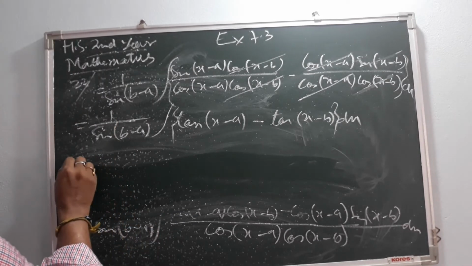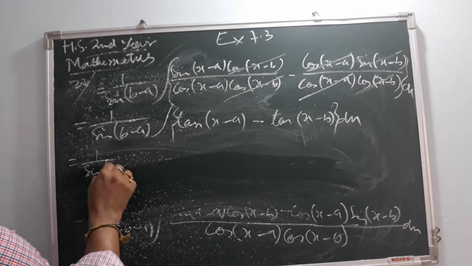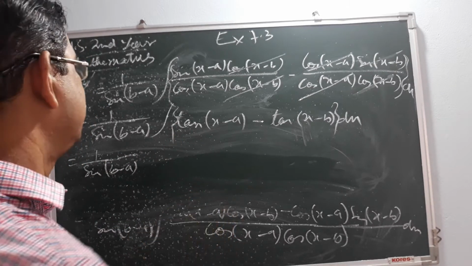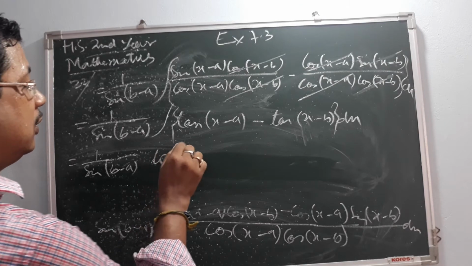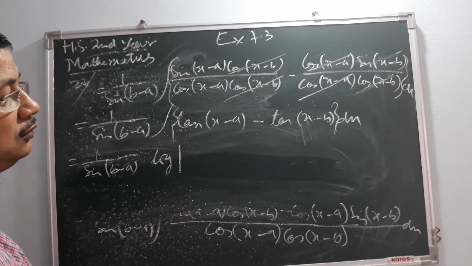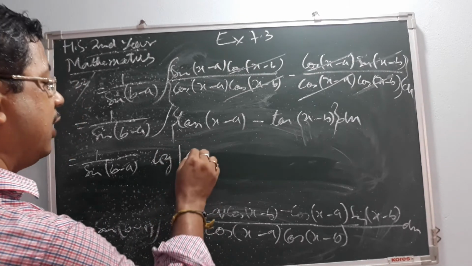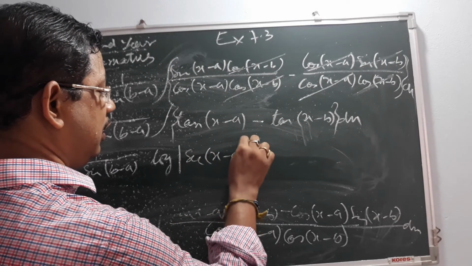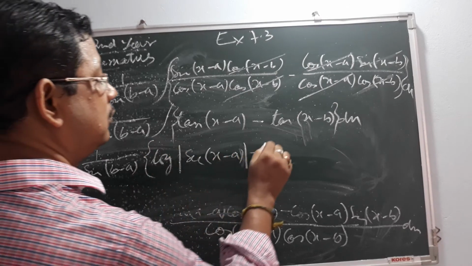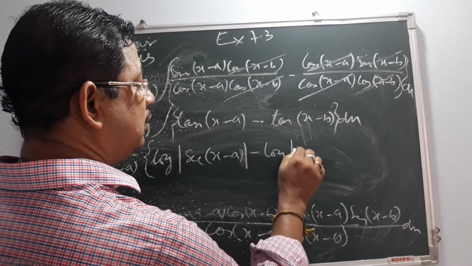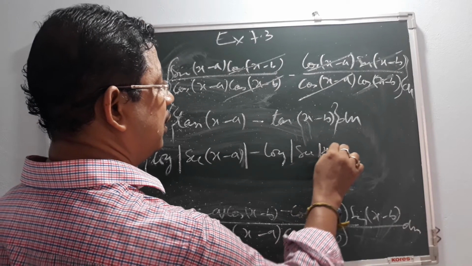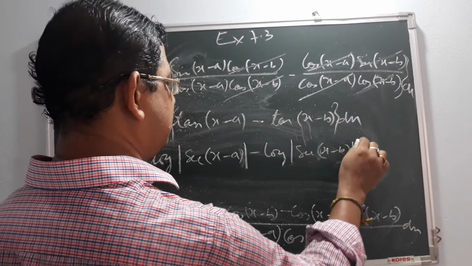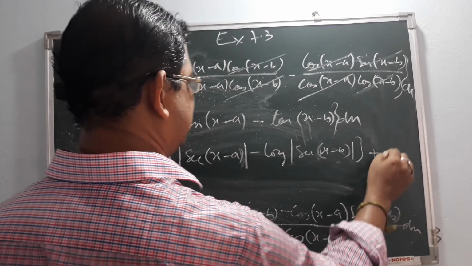And this one will be our formula: the integral of dx over (tan x minus a)(tan x minus b) is log of |sec x minus a| and log of |sec x minus b|, so this we can write plus c.